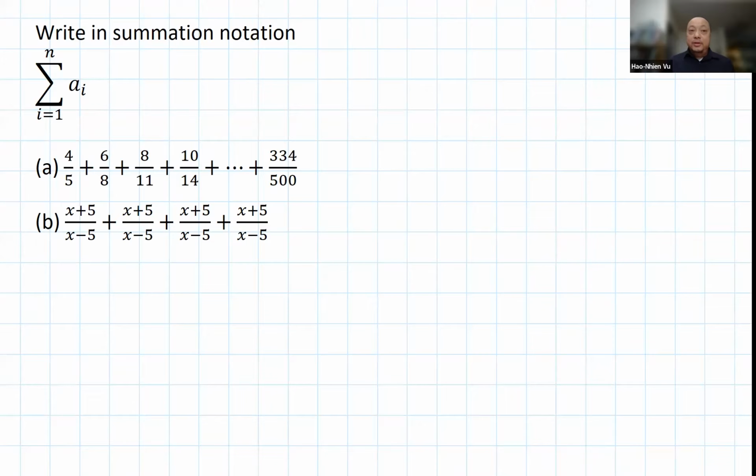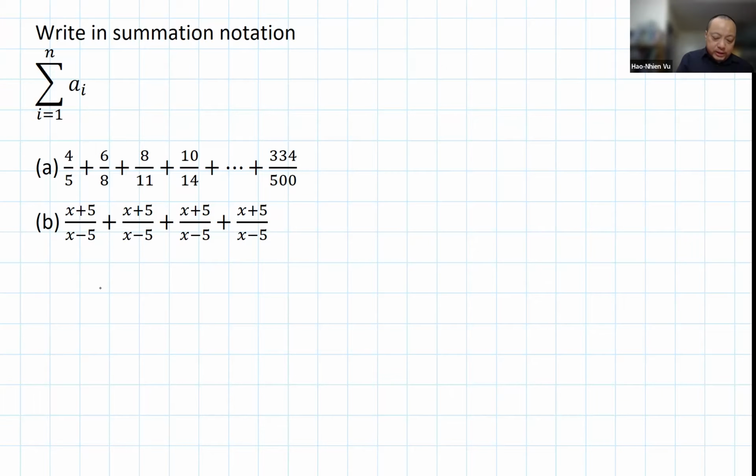Hi, in this video, I'll be solving this algebra problem where you're given a sum of several numbers and you're asked to write it in summation notation with the sigma symbol. Before I do that, let's back up a little bit and talk about the sigma symbol itself.